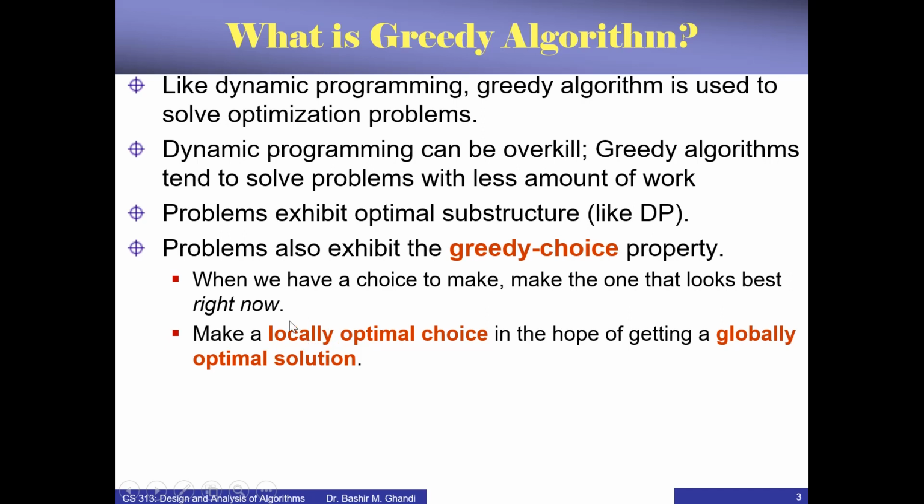That's what we mean by locally. We make that choice in the hope that eventually it will lead us to a globally optimal solution. That is to say, it will solve the problem entirely in an optimal way.